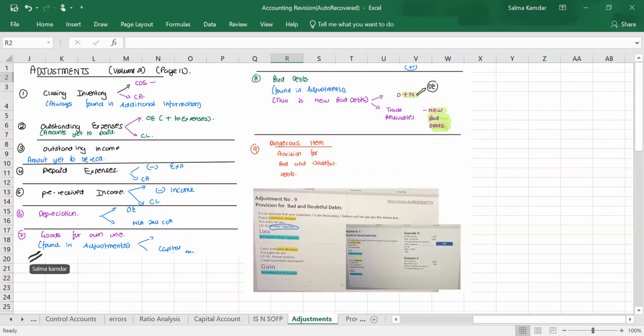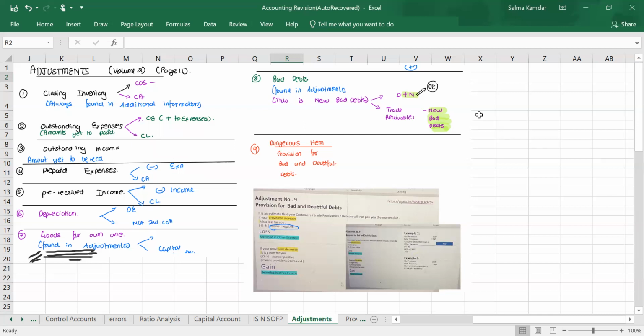Goods for own use. This is the goods for own use that is found in the adjustments. What will you do? In the income statement, subtract it from cost of sales. In owner's equity, goods for own use will come, and you will add it to the drawings amount.